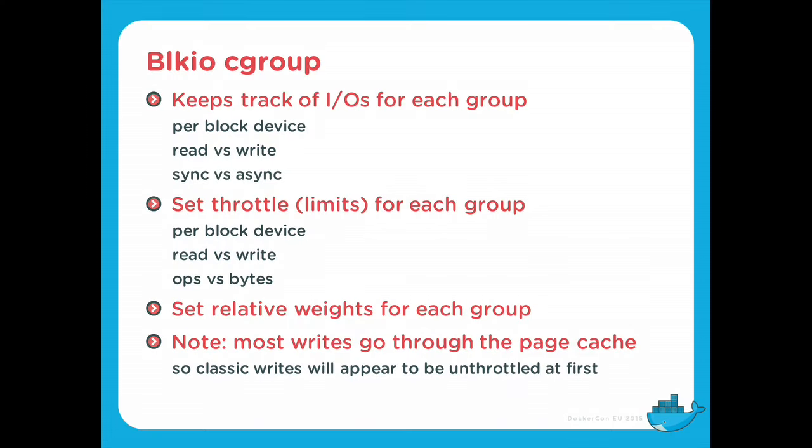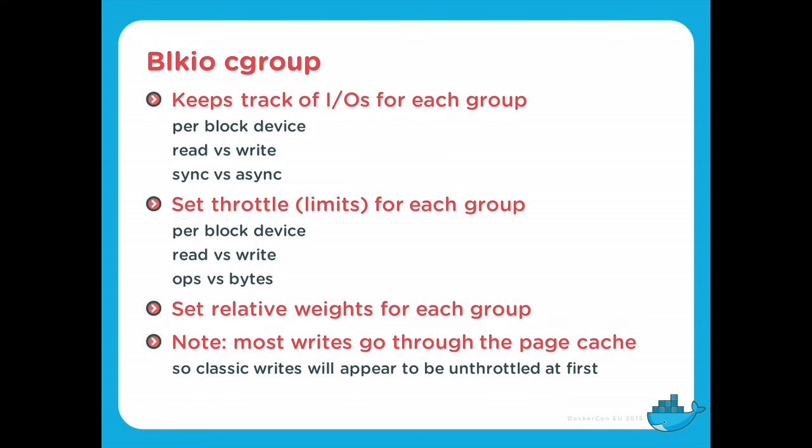Block I/O. Block I/O lets you measure and limit the amount of block I/O done by cgroups and containers. So it will keep track of the I/O for each group and per block device. It will keep track of reads versus writes and also synchronous versus asynchronous operations. Synchronous being when I'm doing this syscall and I'm getting the result right away, and asynchronous being basically almost all writes, because when you write, it goes to the page cache and later the kernel is like, okay, we have to write this thing, and then it's an asynchronous write.